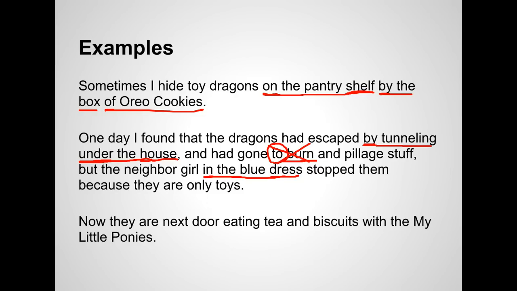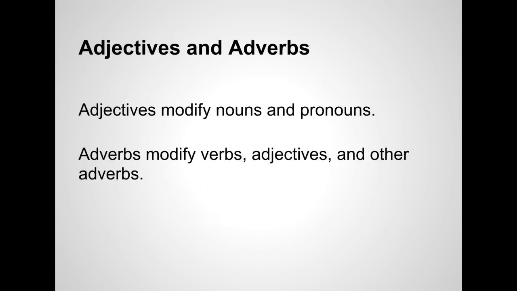Now the last sentence reads like this. Now they are next door eating tea and biscuits with the My Little Ponies. With, according to our chart, is a preposition. My Little Ponies is a noun. It is a proper noun. So the entire prepositional phrase is with the My Little Ponies.